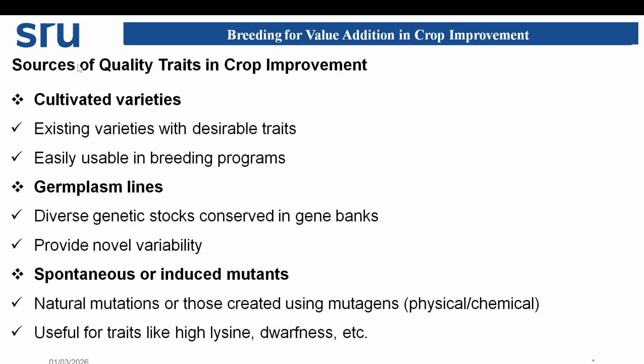Then next we will see sources of quality traits in crop improvement. First, cultivated varieties: existing varieties with desirable traits, easily usable in a breeding program. Second source, germplasm lines: diverse genetic stocks conserved in gene banks, which provide novel variability. Third, spontaneous or induced mutants. Natural mutations or those created using mutagens. These are useful for traits like high lysine and dwarfness.